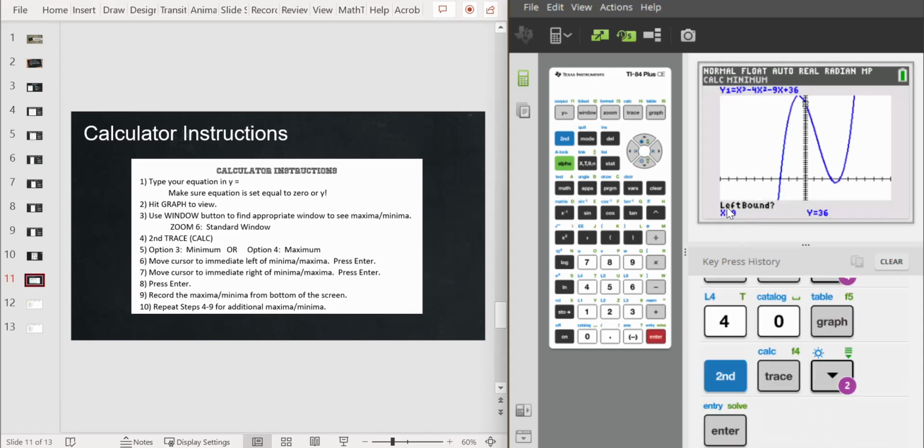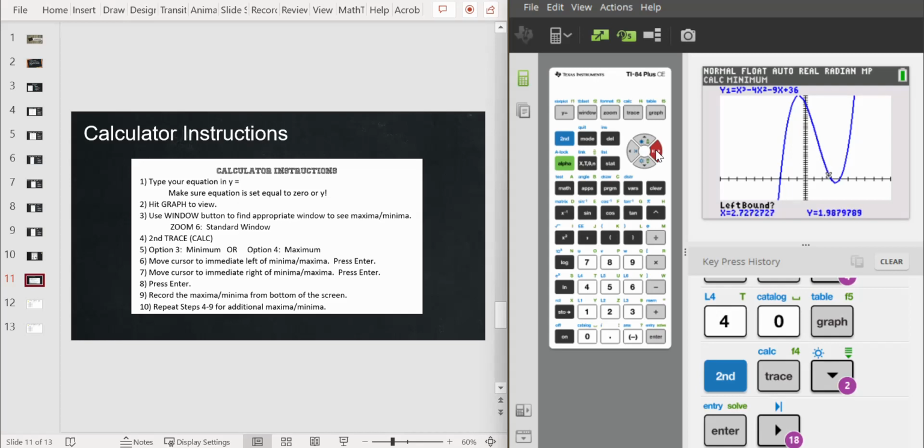And now it's wondering about the left bound. That's basically saying, where is the left of the minimum? So I'm going to push the right arrow and notice the little X is going to move. And it wants me to be to the left of the minimum. Now, you're probably thinking, well, Marsh, how far left? Like really far left? Really, really close? It honestly doesn't matter.